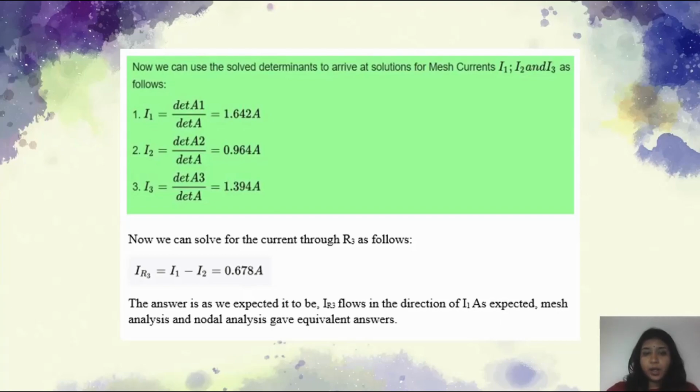IR3 equals I1 minus I2, which equals 0.678A. So the answer, as we expected, IR3 follows the direction of I1. Mesh analysis and nodal analysis gave equivalent answers.